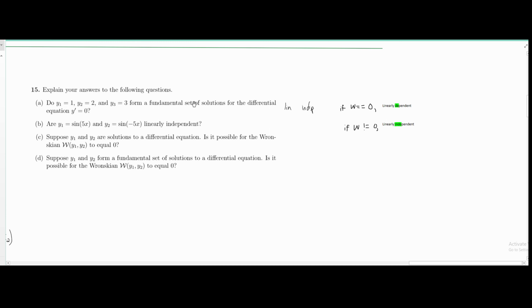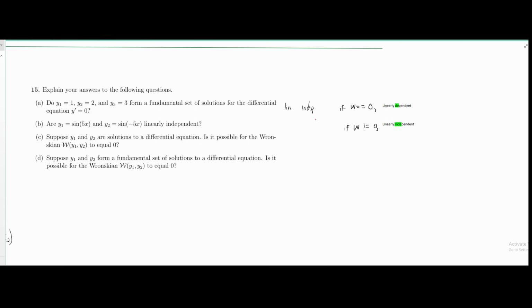For number 15, we're given a couple of questions to answer, and it's asking us, do y1, y2, and y3, all of them being constants, form a fundamental set of solutions for the differential equation y prime is equal to 0. We need our solutions, our set of solutions, to be linearly independent. What that means is that the Wronskian of these cannot be 0. It needs to be linearly independent.